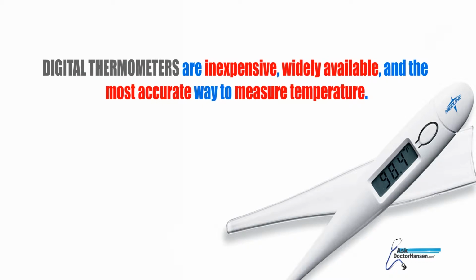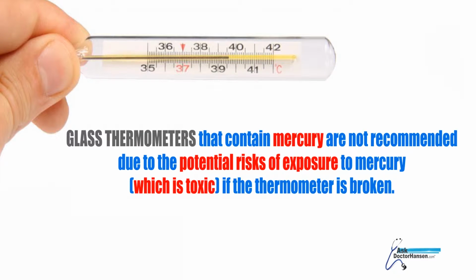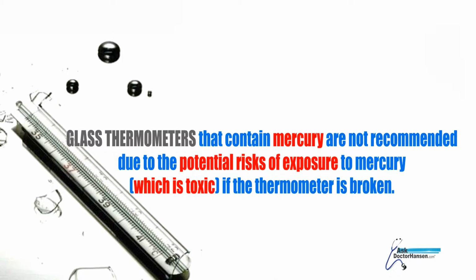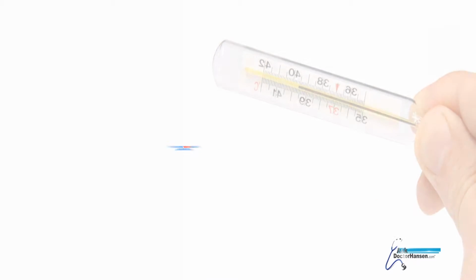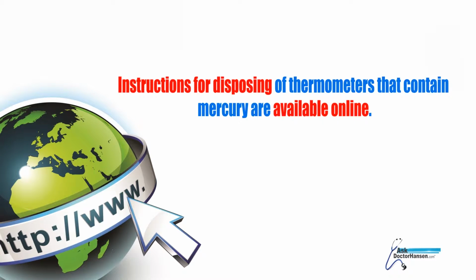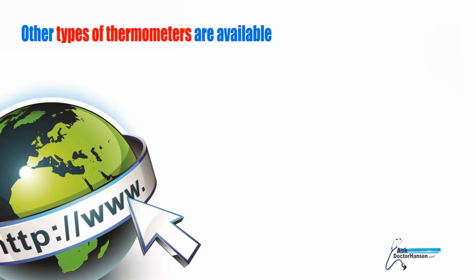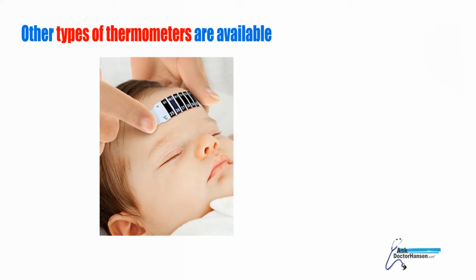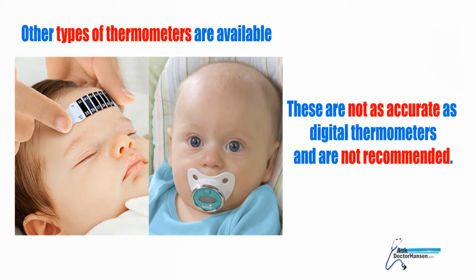Digital thermometers are inexpensive, widely available, and the most accurate way to measure temperature. A variety of styles are available. Glass thermometers that contain mercury are not recommended due to the potential risks of exposure to mercury, which is toxic if the thermometer is broken. If a digital thermometer is not available, be sure to carefully shake down the glass thermometer before using it. Instructions for disposing of thermometers that contain mercury are available online. Other types of thermometers are available, and this includes plastic strip and pacifier thermometers. However, these are not as accurate as digital thermometers and are therefore not recommended.